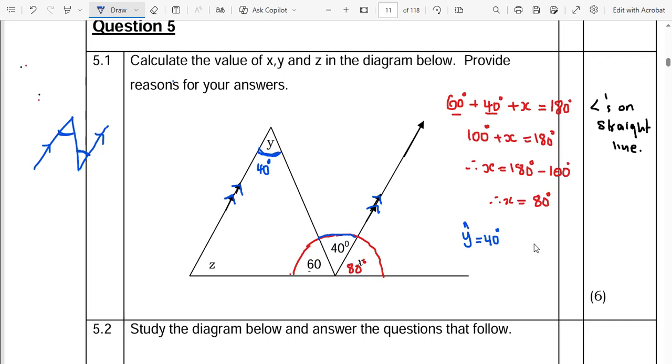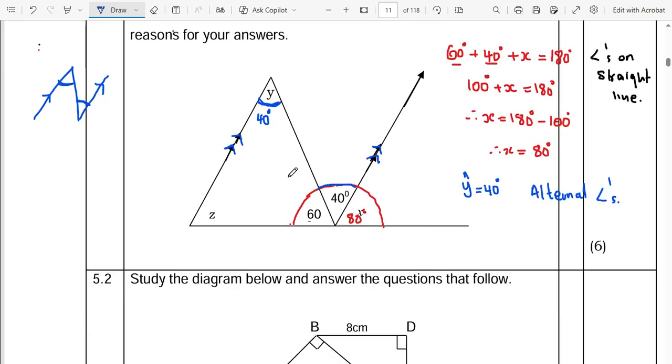And what will be the reason? Alternate angles. Okay, so that's how you find angle y.